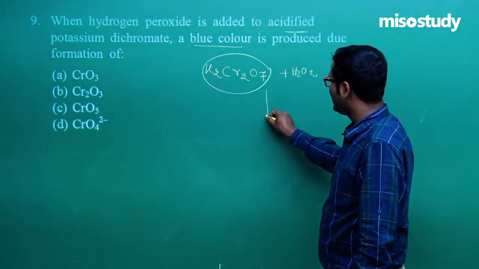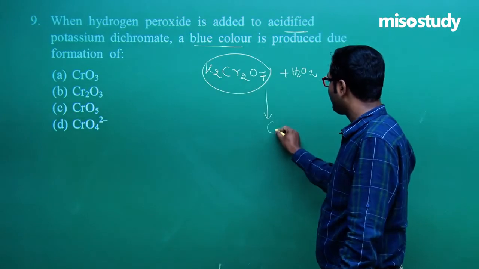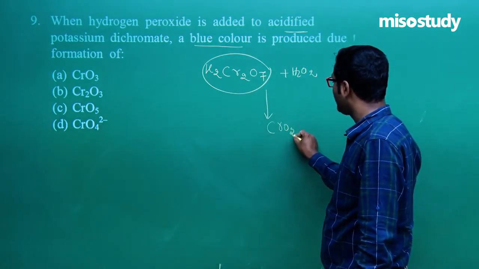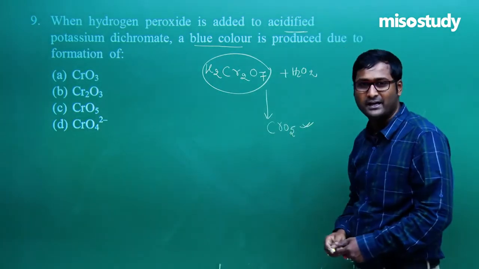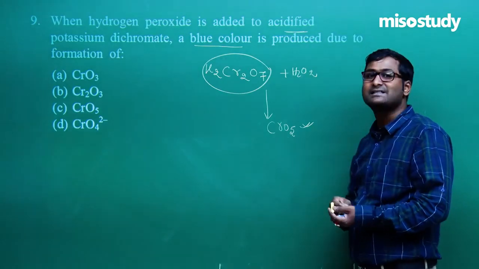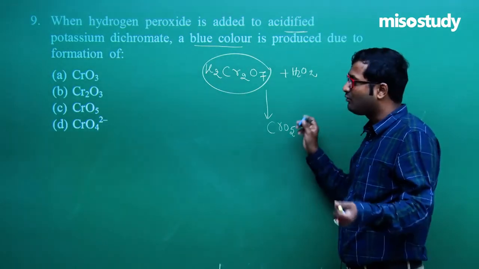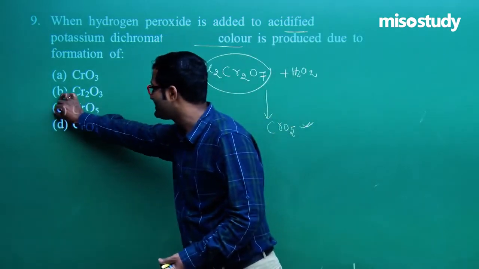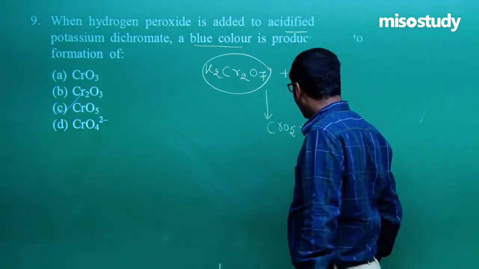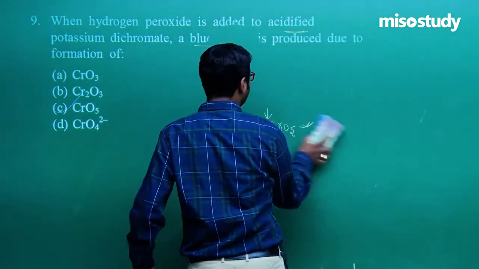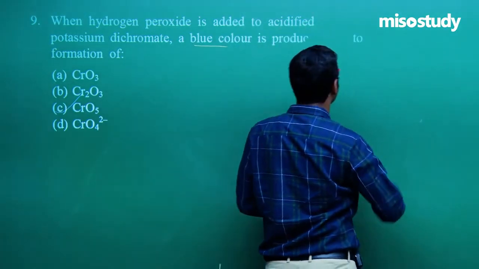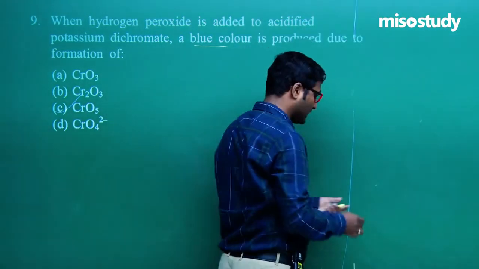As I discussed earlier, there is a blue color formed due to the formation of CrO5, and this has a butterfly structure. So by using theory we can say this is the C option. Now how to proceed with the reaction? Check it out. If you remember, then it's all okay. If you do not remember, now check out the reaction.